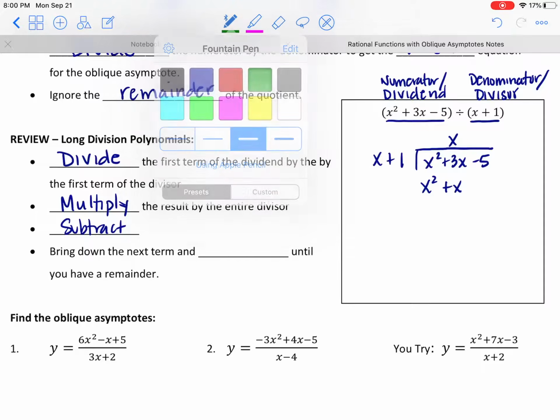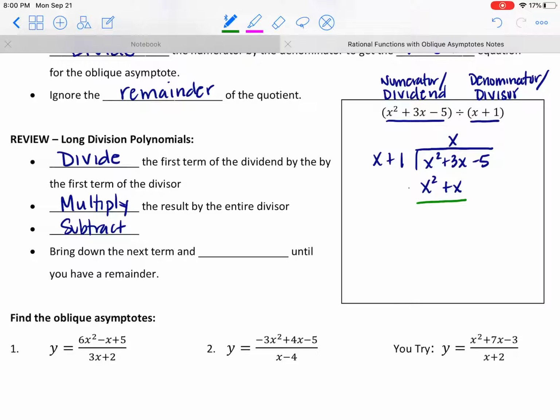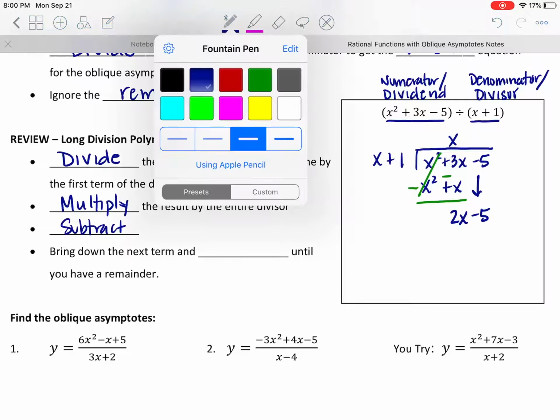So just be careful because we're subtracting a couple different things here. So I'm going to draw this line and make sure I subtract both of these terms. So x squared minus x squared makes those cancel. And then if I have 3x but I subtract the 1x, that's going to give me 2x here, and then I'm going to bring down my next term and do it again.